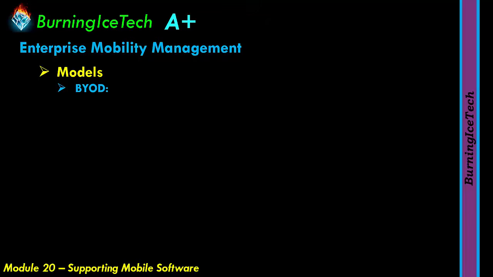Now with BYOD we can say it's employee owned, but it's company approved devices. So if an employee wants to use their own device for the purpose of work, it's an employee owned device obviously, but it needs to be approved by the company before that person can actually use it for the purposes of work. Now, a couple of other models you get, I'm going to mention 4 for you guys here in total. The other ones are less common.